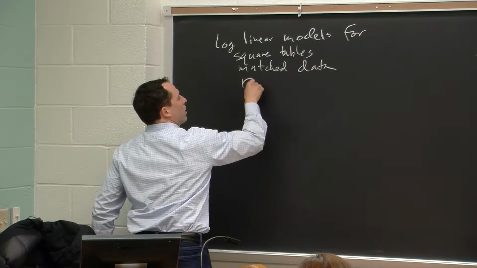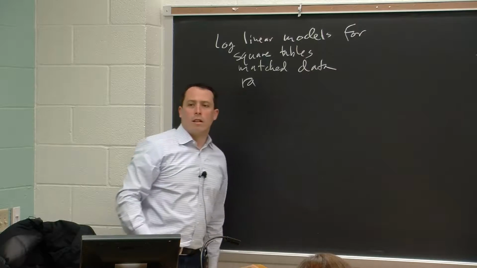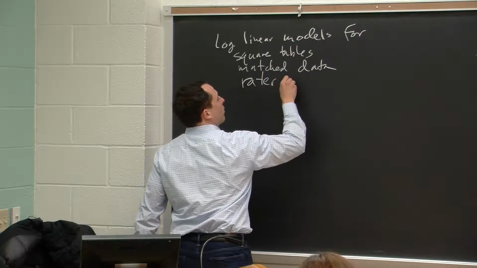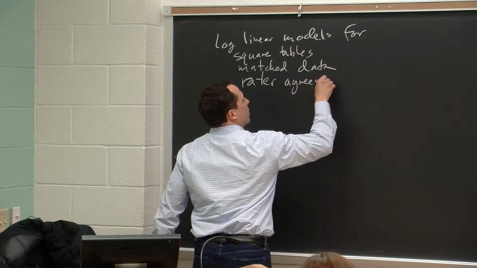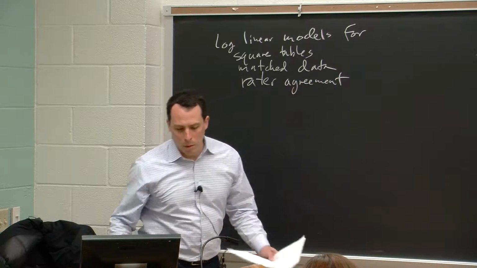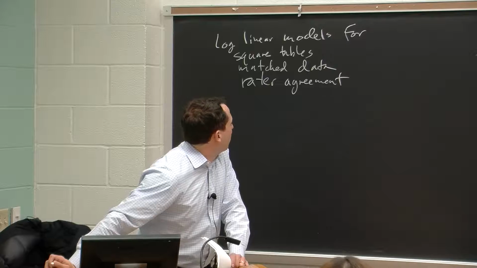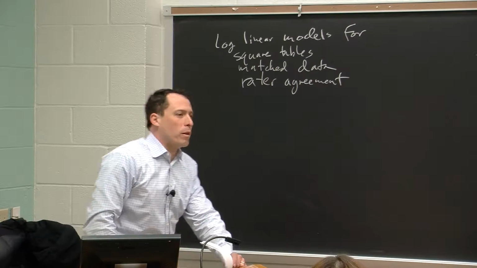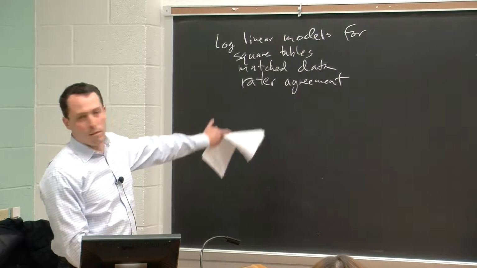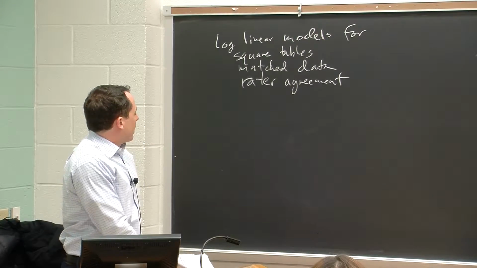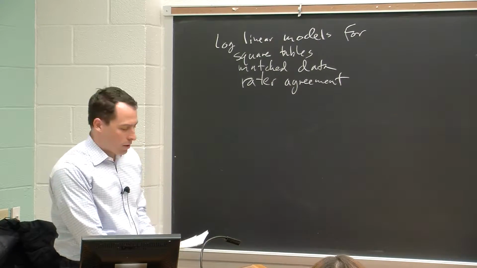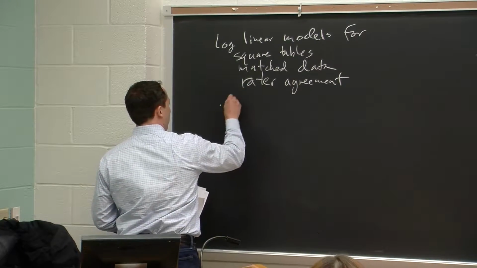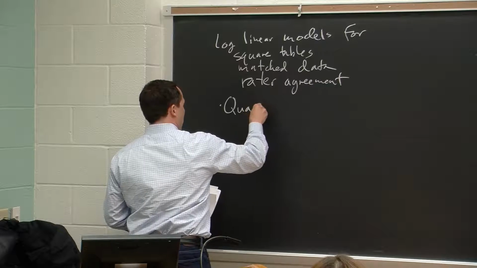This is one example, like the presidential approval ratings. Rater agreement, which we'll focus on. So you have two people coding a social science experiment, for example, or you have people rating movies or something like that, and you want to build models of agreement. We've talked about Cohen's kappa for that, and now we'll do the log linear version and some generalizations.